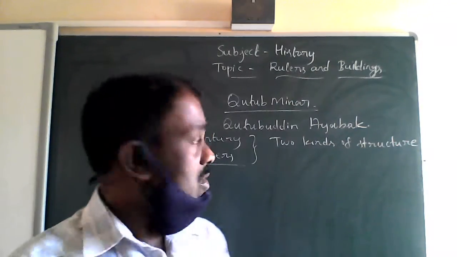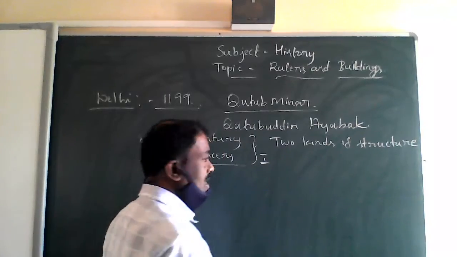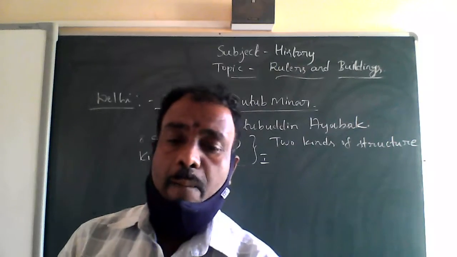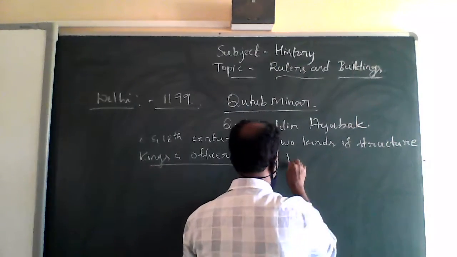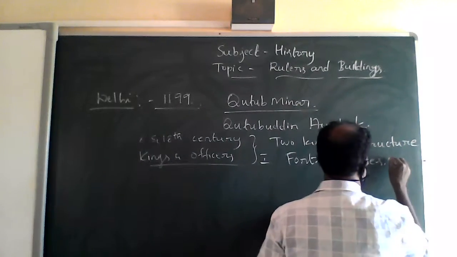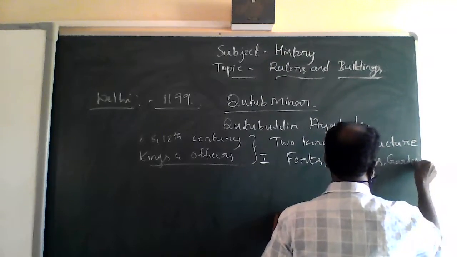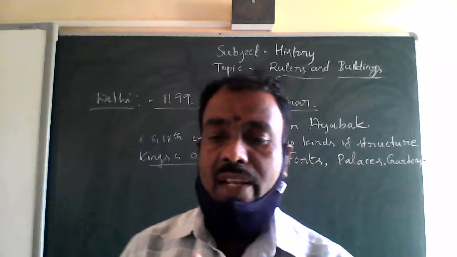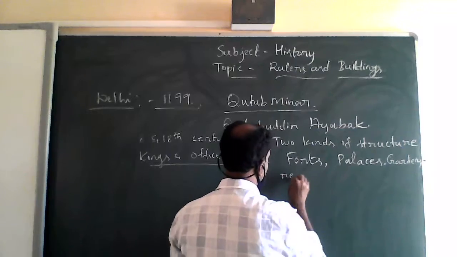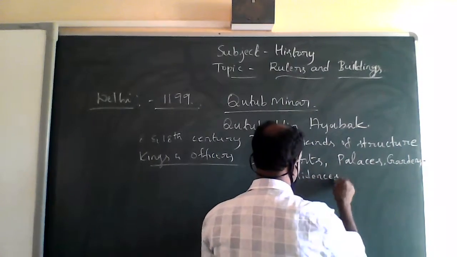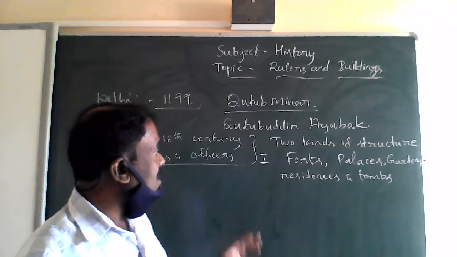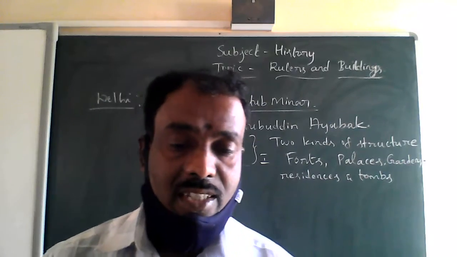See the first one. What was the first? The first structures were forts, palaces, gardens, residences, and tombs. These were the first structures.